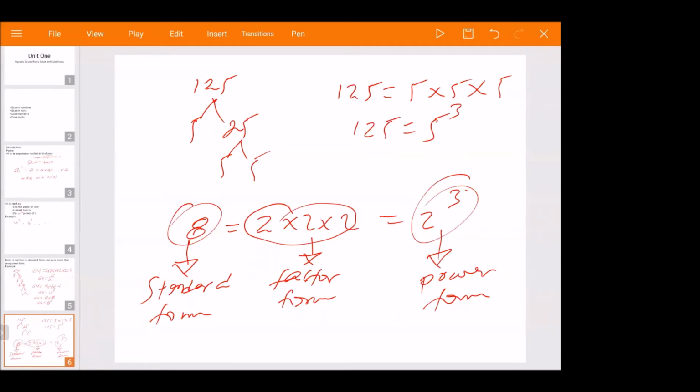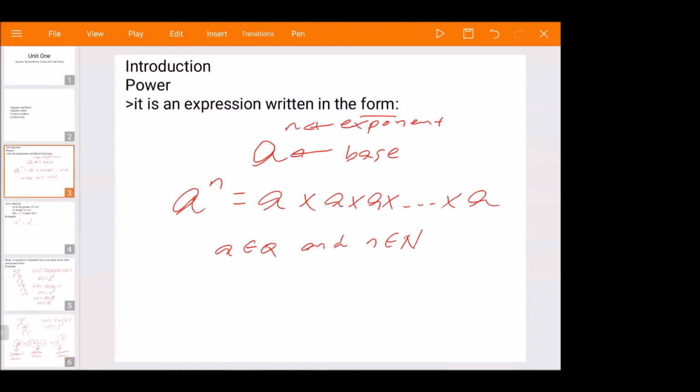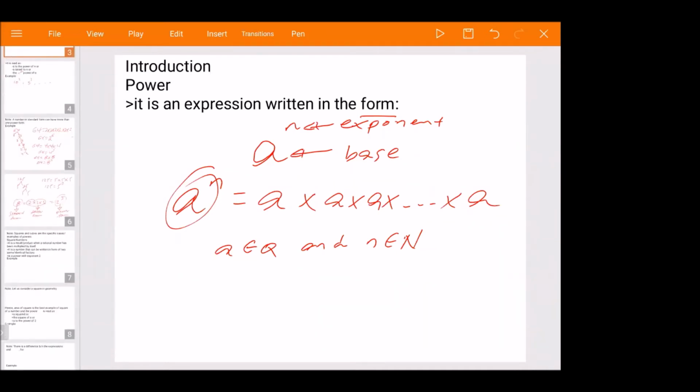This is an introduction. Simply remember, a power is a number written in this form. So squares and cubes are specific examples of powers. Now let us go to the main point of our discussion.